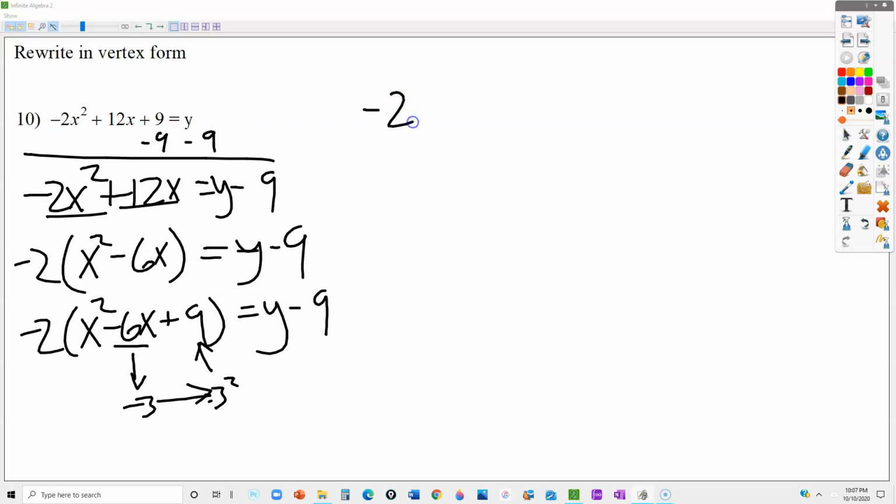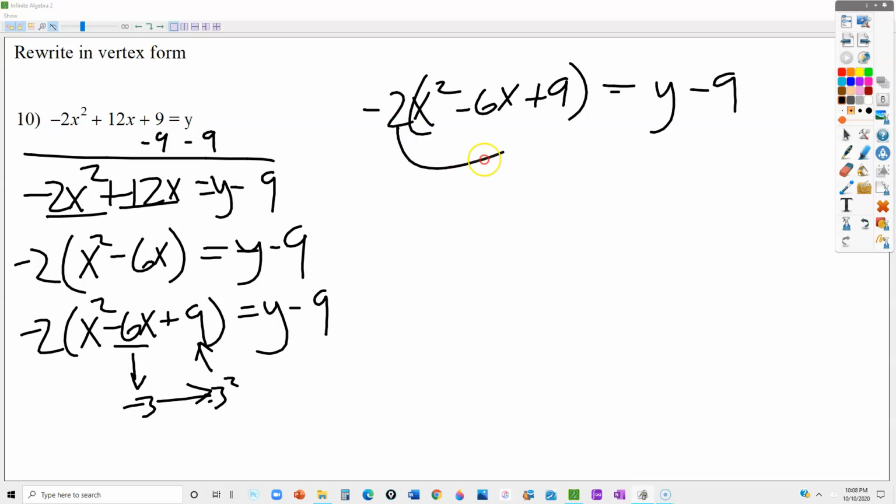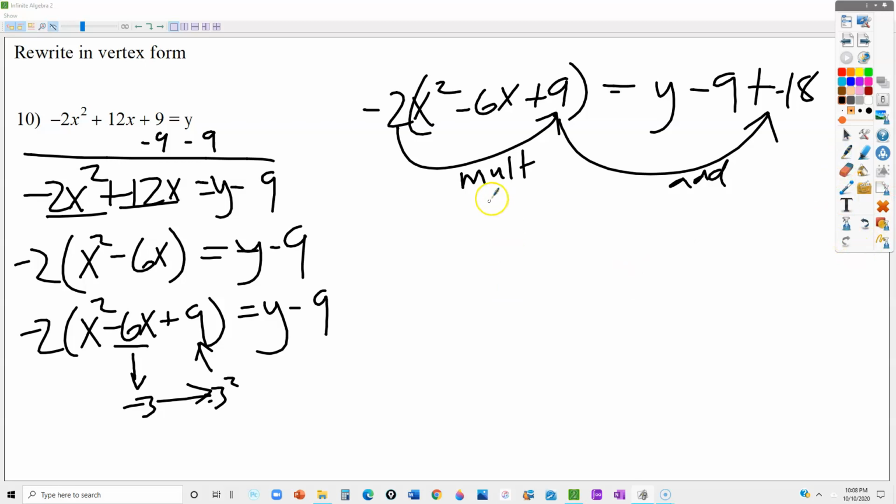After you've completed the square, we need to fix the balance. We just made our equation unbalanced by adding a number on one side and not the other. It's no longer equal, so we need to fix that so it stays equal. And the way you do that is by multiplying the number outside by the number you just created. So that's -18. And whatever that result is, you're going to add that over there. So I'm going to add a -18 on this side.